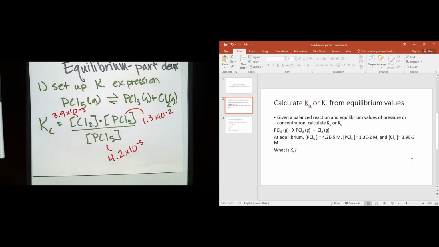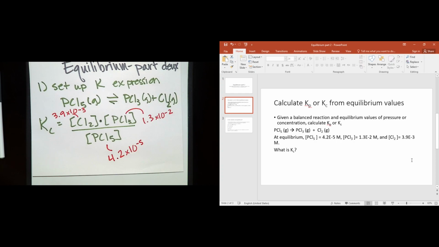Okay, so at equilibrium, the concentration of phosphorus pentachloride is 4.2 times 10 to the minus 5 molar. For phosphorus trichloride, it's 1.3 times 10 to the minus 2 molar. And for chlorine, it's 3.9 times 10 to the minus 3 molar. And the question is, what is Kc? What is the numerical value, to be more specific?